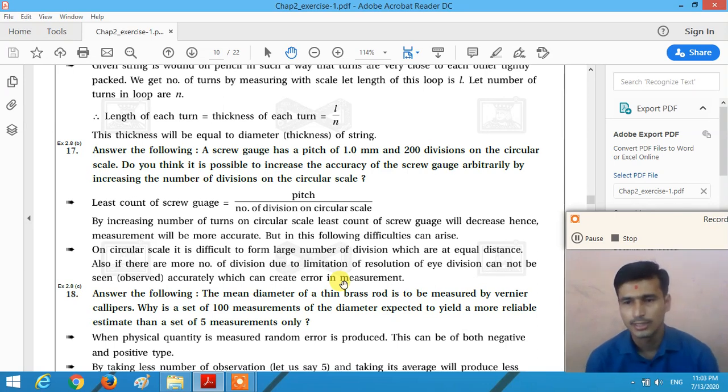So accuracy can be increased. It is possible to increase the accuracy of the screw gauge, but it has some difficulties. First, it is difficult to form a large number of divisions on a circular scale. Second, as we increase the number of divisions more, it goes beyond the resolution of our eye, so we cannot see the divisions accurately, and this creates some error in the measurement.